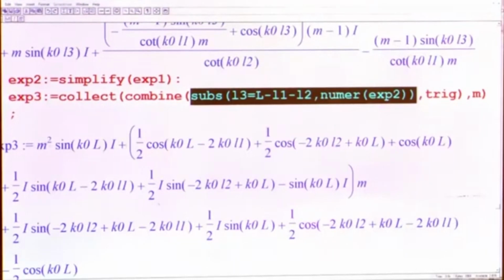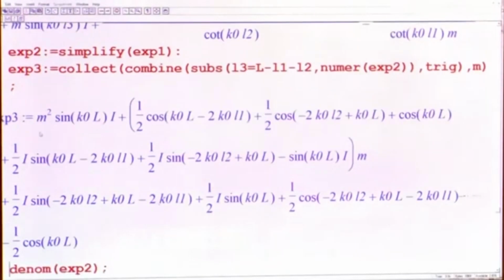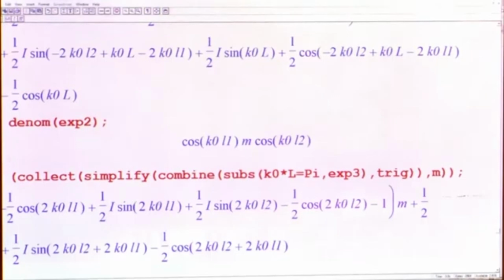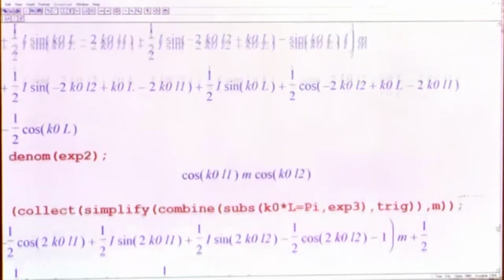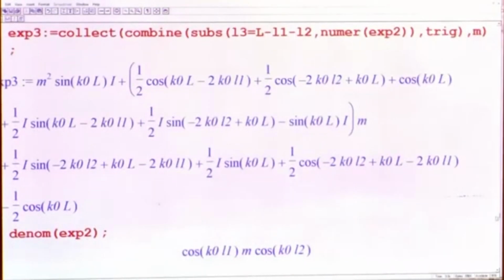Now if you have a look at this expression, we will get the following, where m square is the leading order term associated with sin k naught L, where capital L is the chamber length, and you get other terms. The denominator is much simplified, but very important, which is cos k naught L 1 times m into cos k naught L 2. Before we move ahead, we need to carefully analyze the simplified numerator and the denominator, where we now have only a few parameters at our disposal, namely L 1, L 2, capital L, the chamber length, frequency k naught, and the expansion chamber ratio m.